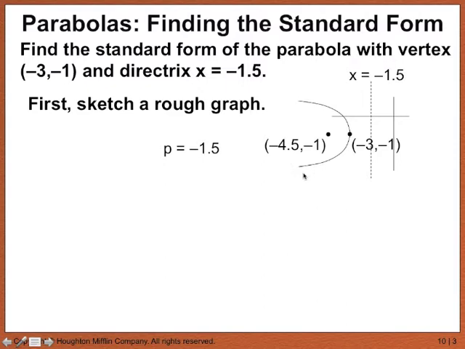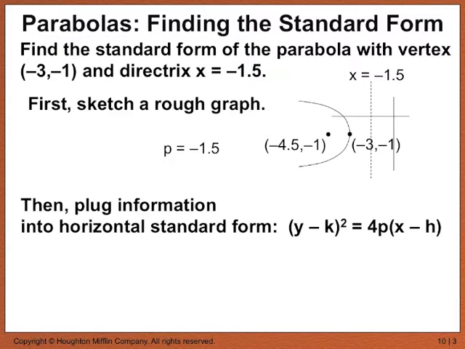So from this, I can conclude that p equals negative 1.5, and I plug the information into the horizontal standard form. Why the horizontal standard form? Because this is a left-facing parabola, therefore horizontal. And so I use the horizontal standard form, (y minus k) squared equals 4p times (x minus h).